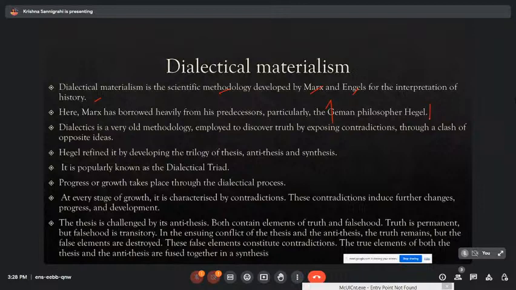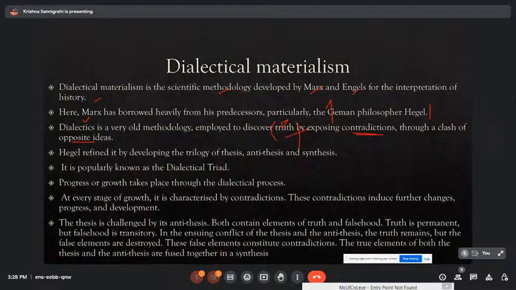Now, dialectics is a very old methodology employed to discover truth by exposing contradictions through a clash of opposite ideas. So what does dialectics do? It is a very old methodology employed to discover what? To discover truth by doing what? How are they discovering truth? They are discovering truth by exposing the contradictions through a clash of opposite ideas. So through the clash of opposite ideas, they are trying to expose the main truth.